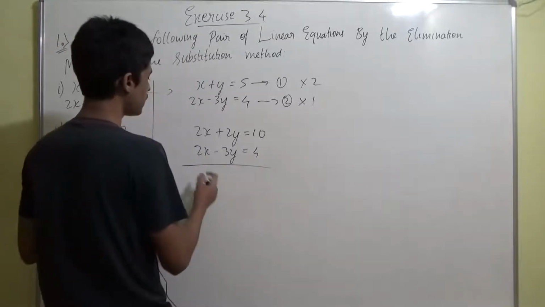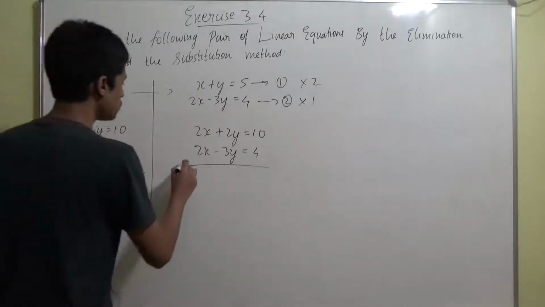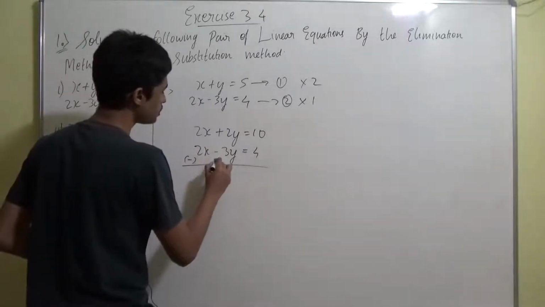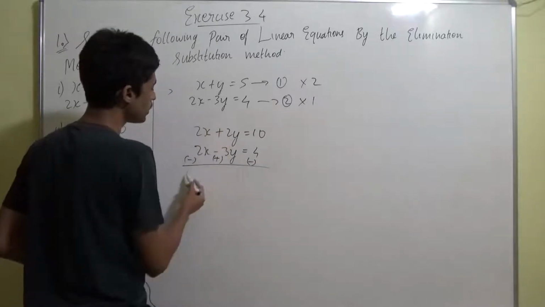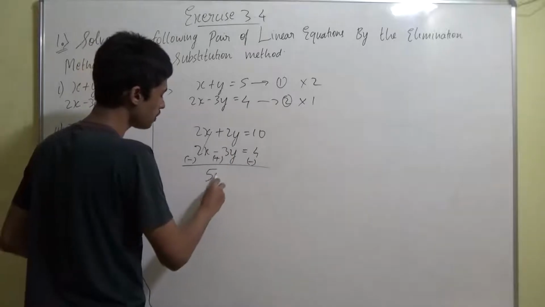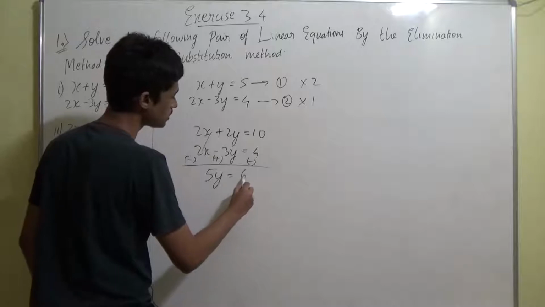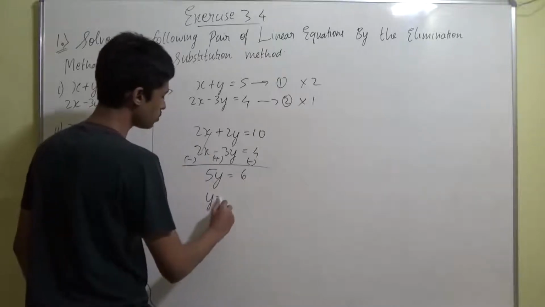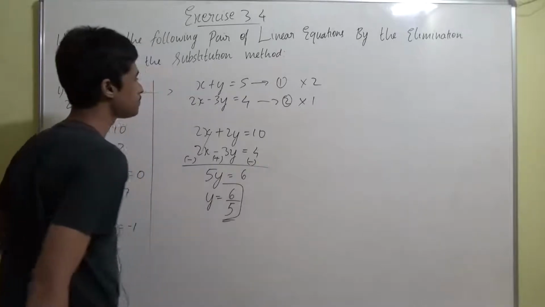Now let me do the subtraction, because only then will the same terms get cancelled, right? So I'll do the subtraction. If it is plus, it becomes minus, and if it's minus, it becomes plus. So 2x minus 2x gets cancelled, 2y plus 3y becomes 5y, and then 10 minus 4 becomes 6, which means y becomes equal to 6 by 5, right?